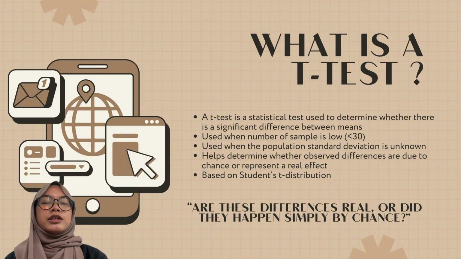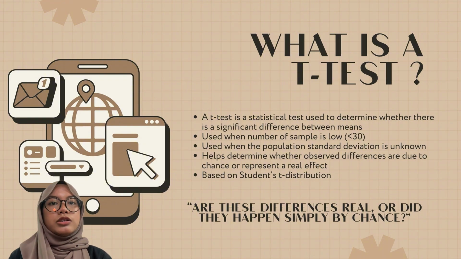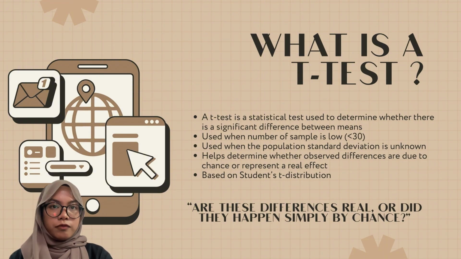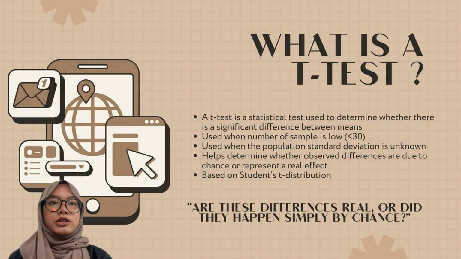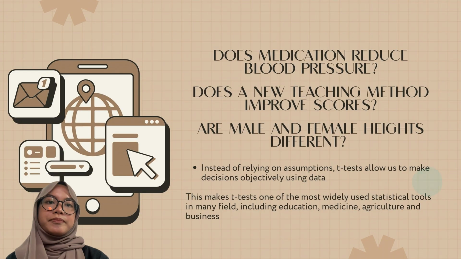It is based on the student t-distribution and is widely used by researchers to make conclusions and decisions based on sample data. So therefore, instead of relying on assumptions or intuition, the t-tests actually provide a more objective way of analyzing data. So in simple terms, the t-tests help us to answer one important question. Are these differences real or did they happen simply by chance?